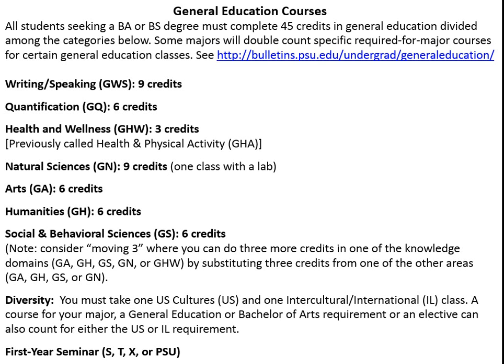A class for your major, a Gen Ed, or a BA class that is also designated as a diversity class can double count toward both requirements, like the class shown on the next slide. During your freshman year, you must take a first-year seminar like PSU 006. Other first-year seminars have an S, T, or X at the end of the course number.